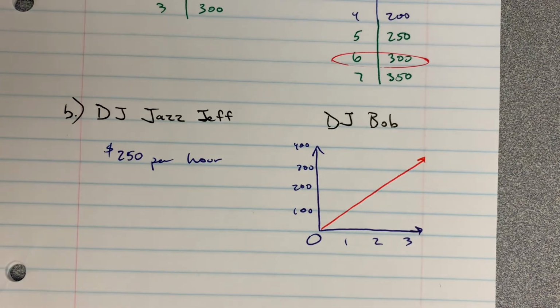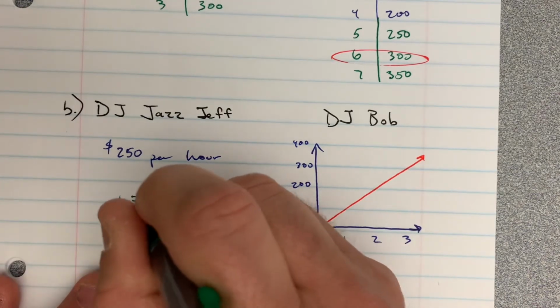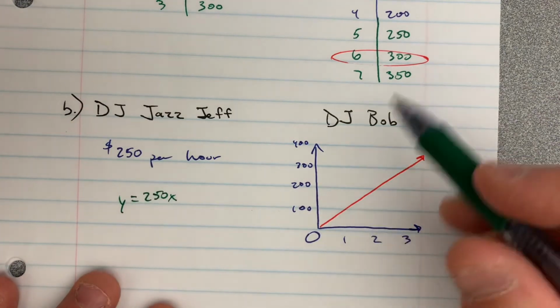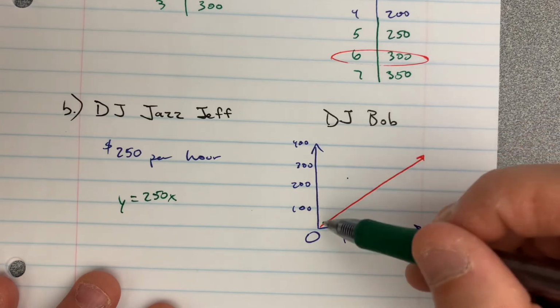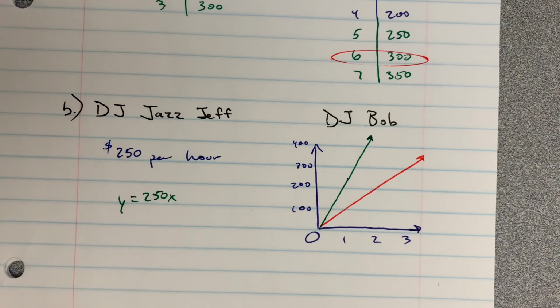So it depends on what you want to do here. Maybe you want to write this as an equation, y equals 250x. Maybe you want to take this information and put it into the graph. $250 for the 1 hour is right about there. So now my line's going to go like this, and I can see who's going to be cheaper or more expensive.